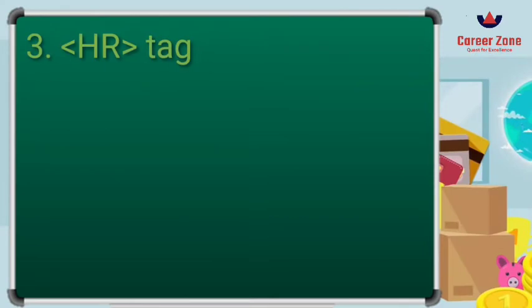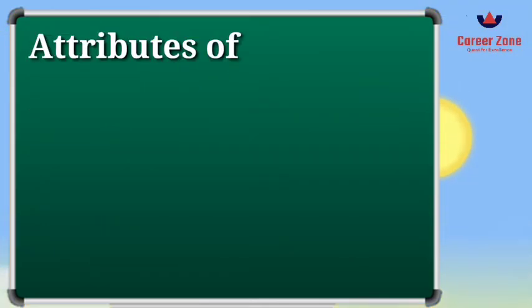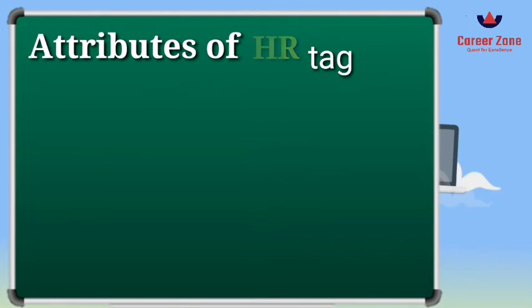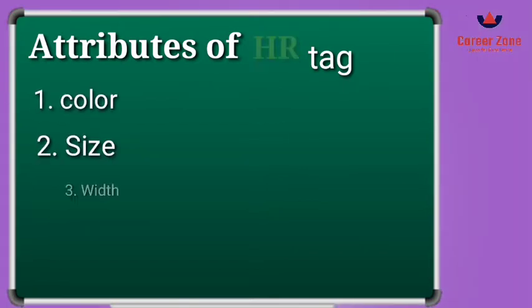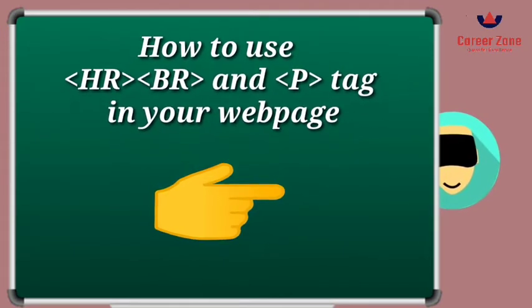And the third tag is the HR tag, which stands for horizontal rule. This is also an empty tag. It has the attributes noshade, align, color, size and width. We will be seeing these attributes and their use in the video. Let us start the video.